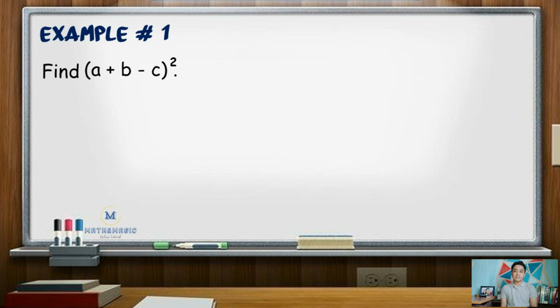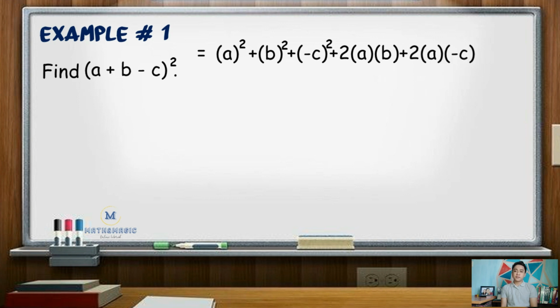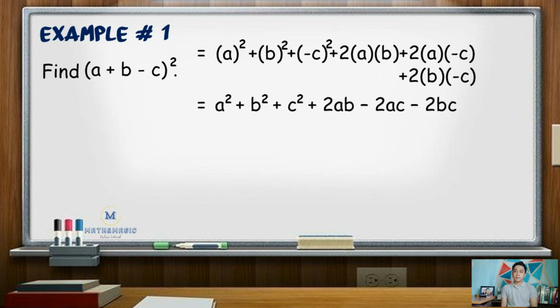So what we need to do is to get the sum of the squares of the first three terms. We have a squared plus b squared plus the square of quantity negative c, plus twice the product of first and second terms, so that is 2 times a times b, plus twice the product of first and third, that is 2 times a times negative c, plus twice the product of the second and the third term, or the last term. We have plus 2 times quantity b times negative c. Performing the operations, we have a squared plus b squared plus c squared plus 2ab minus 2ac minus 2bc.